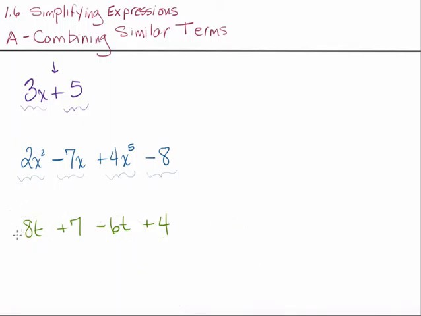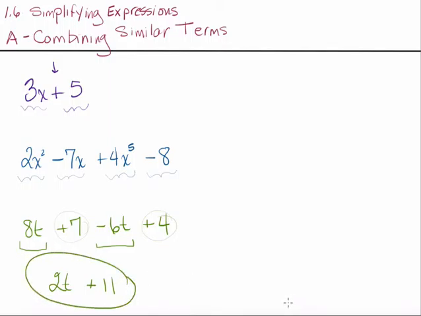So looking at this problem from scratch, I could just go straight to the things that I knew had the same variables or the same labels. I have 8t, take away 6t is 2t. And I have 7 ones and 4 ones for a total of 11 ones. This is my final answer in this case.